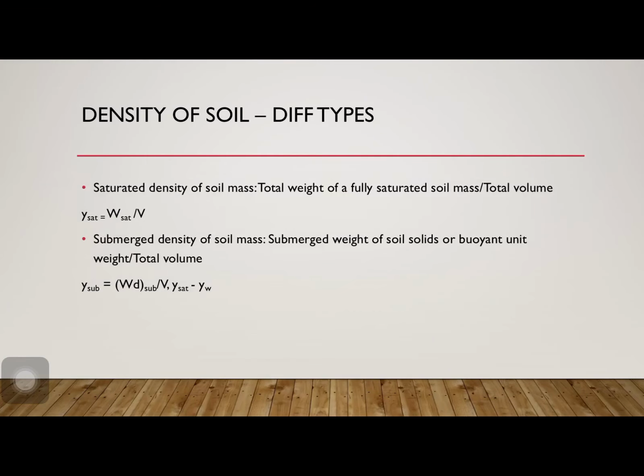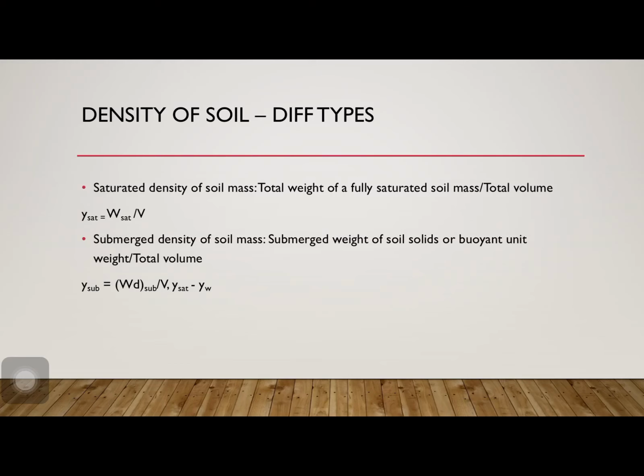So two more types of densities are there. One is saturated density of soil mass, which is the total weight of a fully saturated soil mass to the total volume. So Y saturated is equal to W saturated by V. So we have to take the total weight of a fully saturated soil mass. Fully saturated soil mass in the sense it completely consists of water, to the total volume. So W saturated by V.